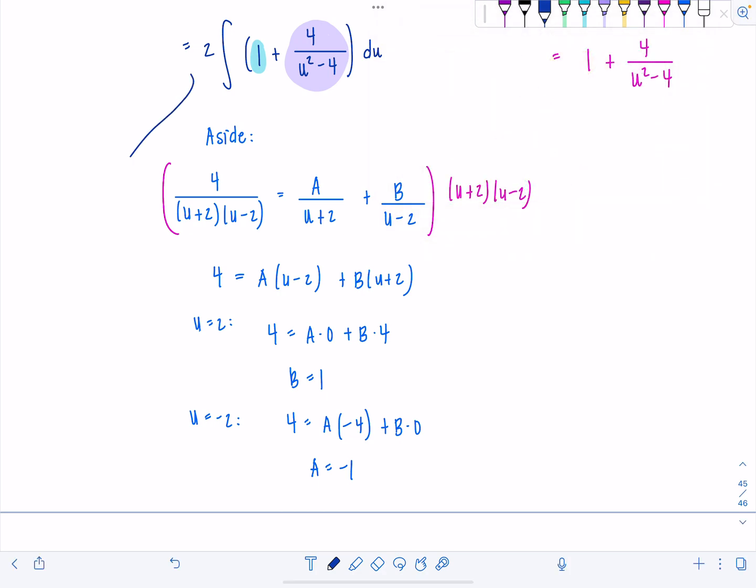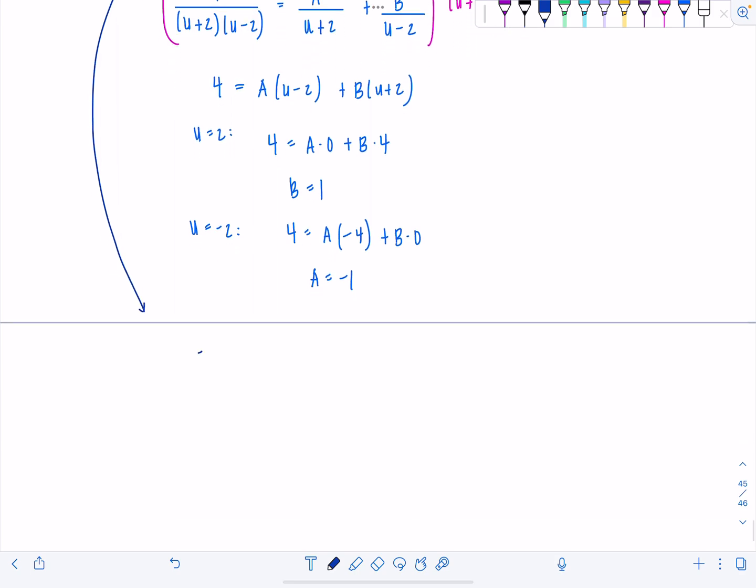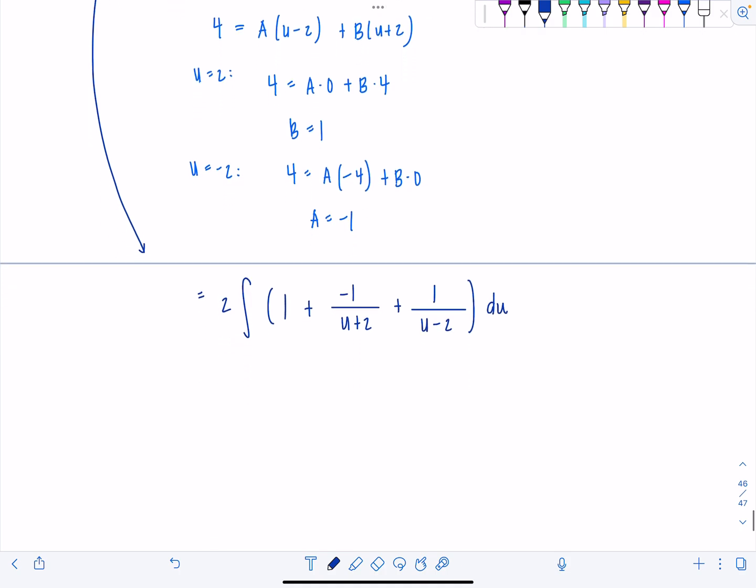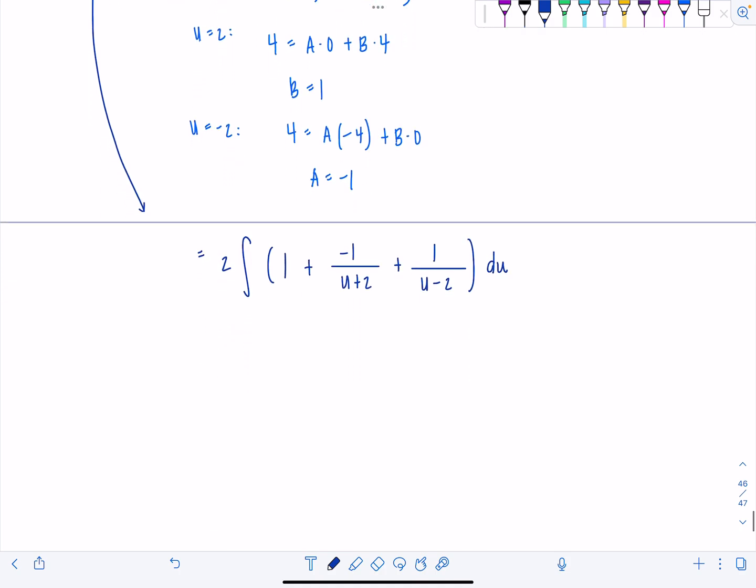So back to this integral, we have 2 times the integral of 1 plus a, which was negative 1, over u plus 2, plus b, which was positive 1, over u minus 2 du. Good? Very good. You should be able to integrate this very easily. So let's see how it all goes. From here, let's see. 2 times antiderivative of 1 is just u.